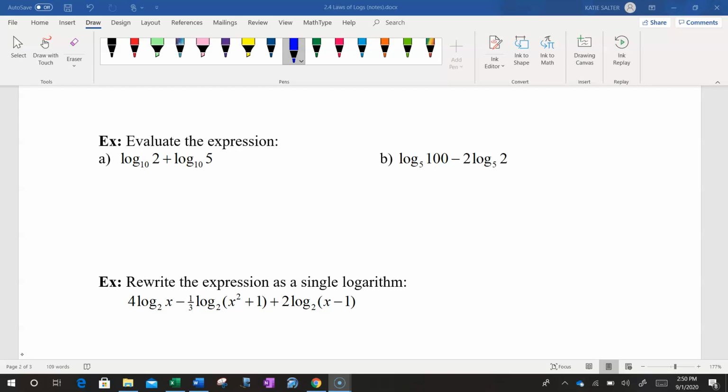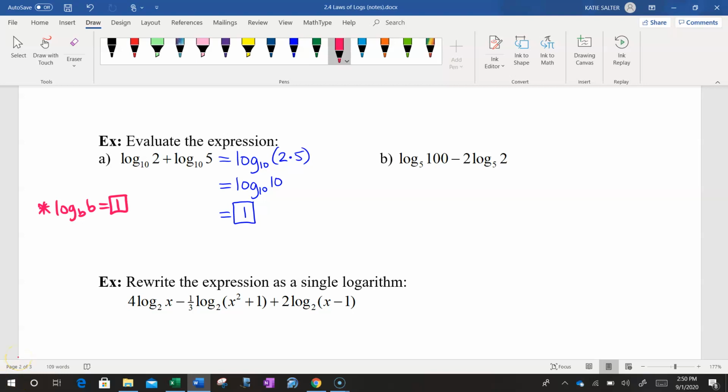So in this case, we can go ahead and put this together. This is going to be log base 10 of 2 times 5. So we're going from the expanded form back to the condensed form. That then gives us log base 10 of 10. Now from what we learned in our previous lesson, we're going to evaluate this logarithm. 10 to what power equals 10? And that gives us 1. This is also one of our properties that we talked about in our previous lesson. Anytime we have log base b of b, the answer will always be 1.